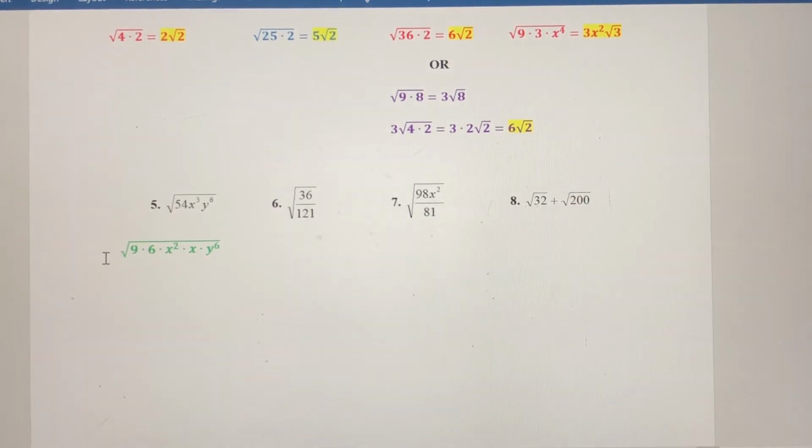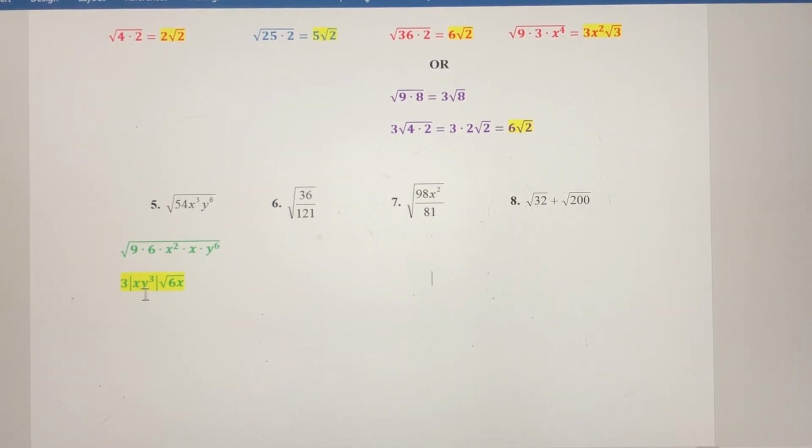This x squared is going to come out as an absolute value of x, and this y to the 6th is going to come out as an absolute value of y cubed, all right? The 6 and the x have to stay inside because they're not perfect squares, okay? So my answer should be, again, 9 comes out as 3, x squared comes out as x, y to the 6 comes out as y cubed.